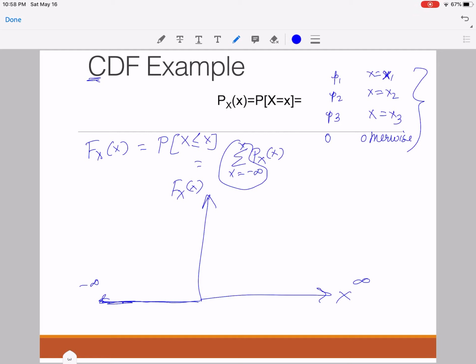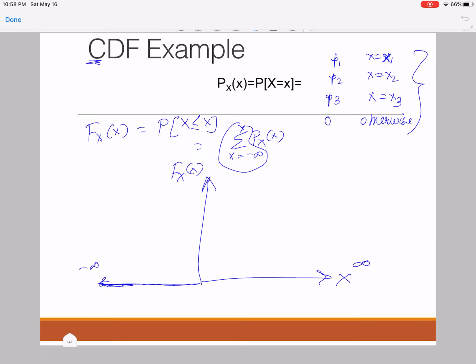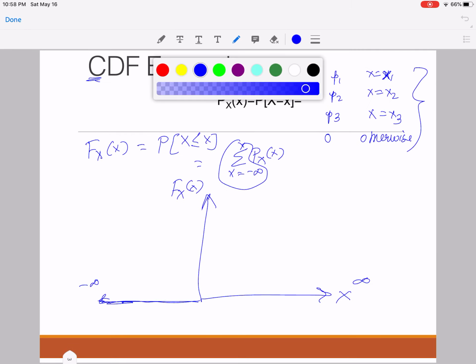So x1, x2, x3 are the points which lead to accumulation in the value of a CDF, because the probability that X is equal to x1 is P1. So at that point, we accumulate this value P1 into the running sum of the CDF. So these points, x1, x2, and x3, cause sudden jumps in the values of the CDF, and therefore they are called discontinuities. So let's draw the CDF for this particular case.